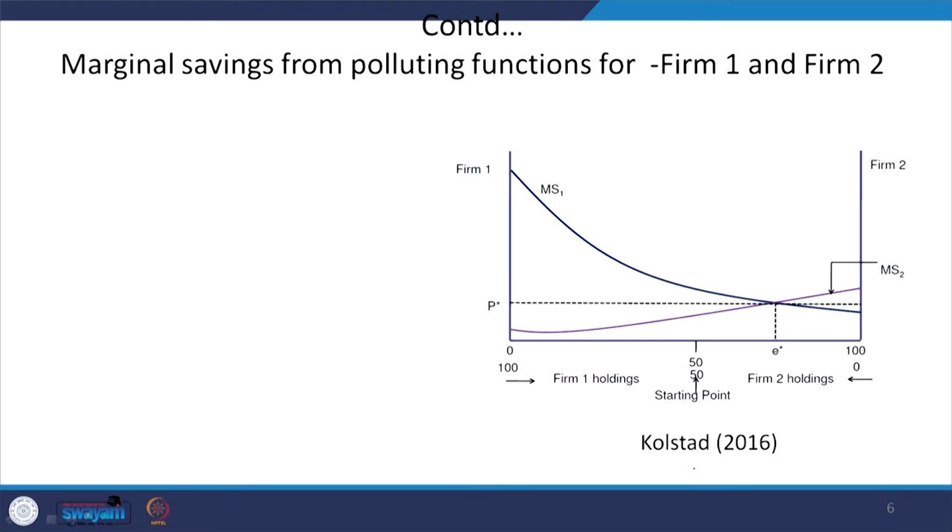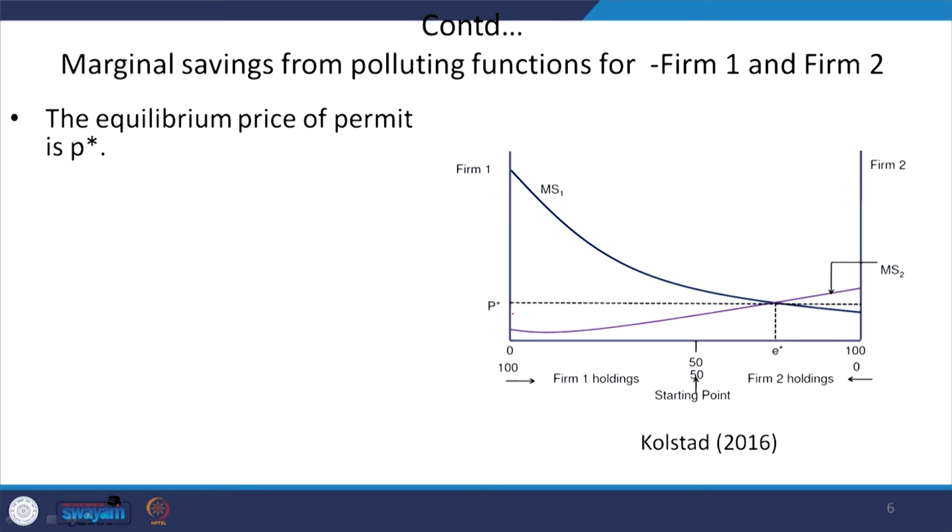We can find that in the horizontal axis we are depicting the permits held, and in the vertical axis the price for it. Then we are saying that MS1 is the marginal saving function for firm 1, and this line, MS2, is the marginal saving function for firm 2.